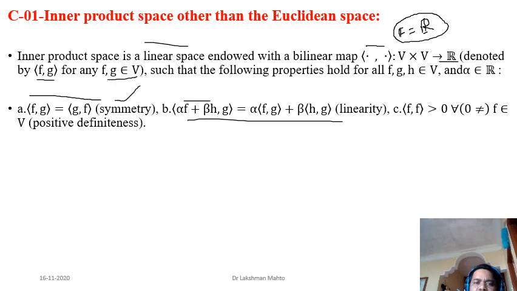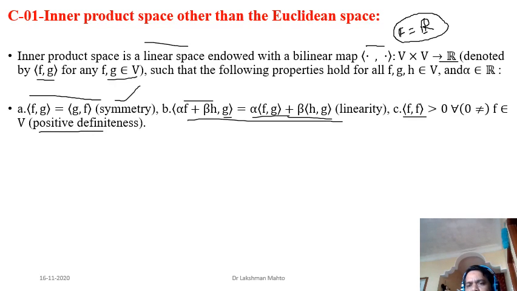That means if you take a linear combination of any two elements from V, the linear space or vector space, and take the inner product with G, then it is equal to the corresponding linear combination of the inner products. That is the concept of linearity. Also, if you take any non-zero element of the linear space and take the inner product with itself, it is always greater than zero. This property is called positive definiteness. The inner product of zero with itself is zero.